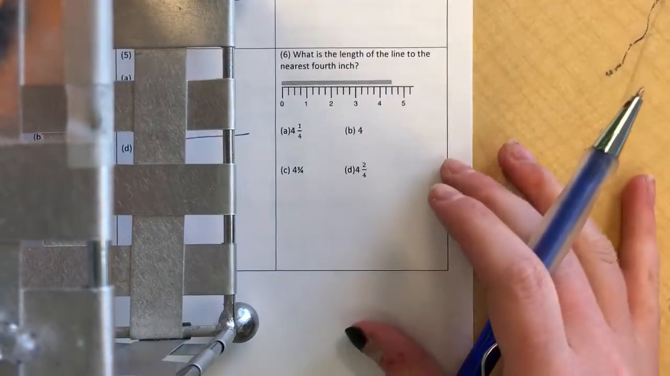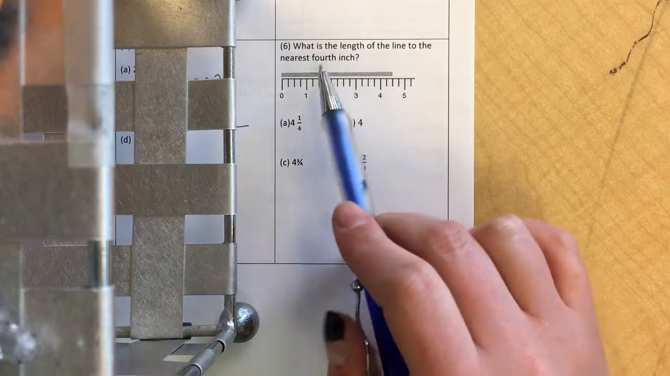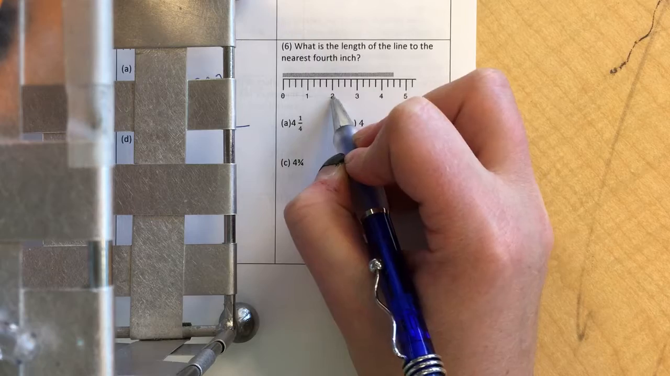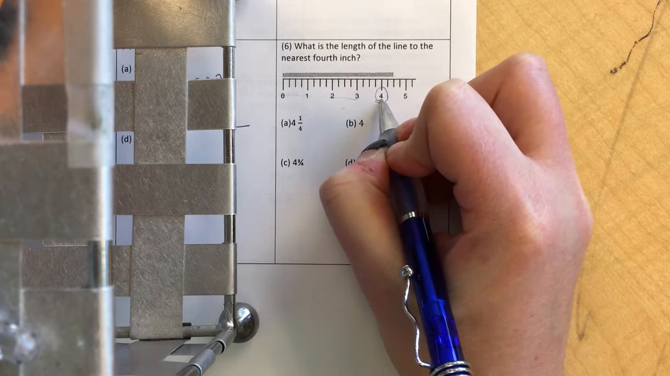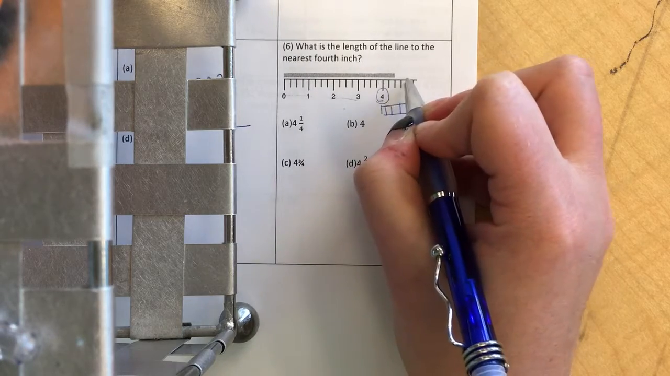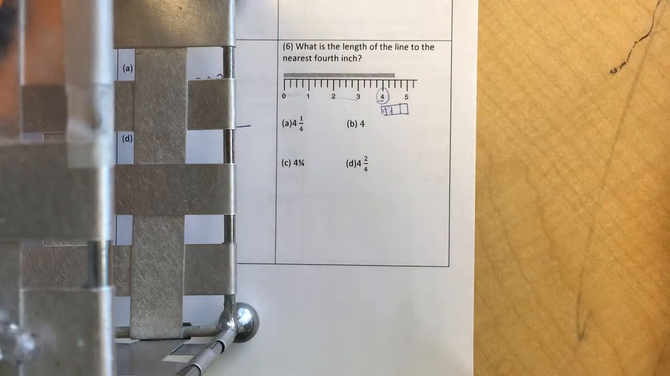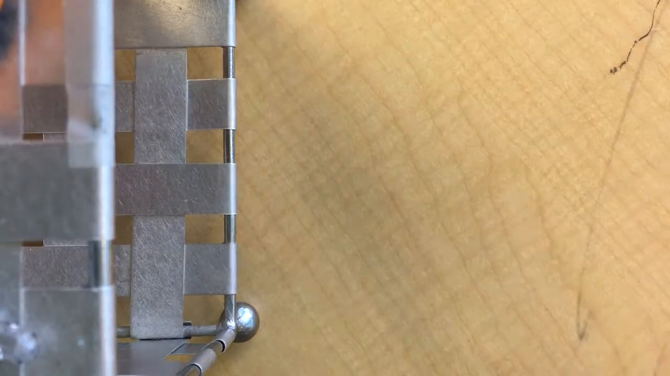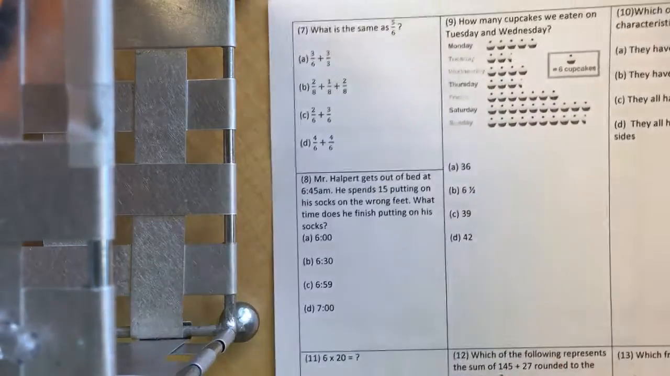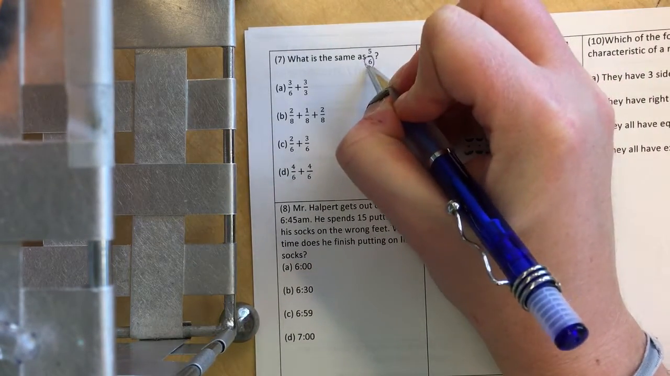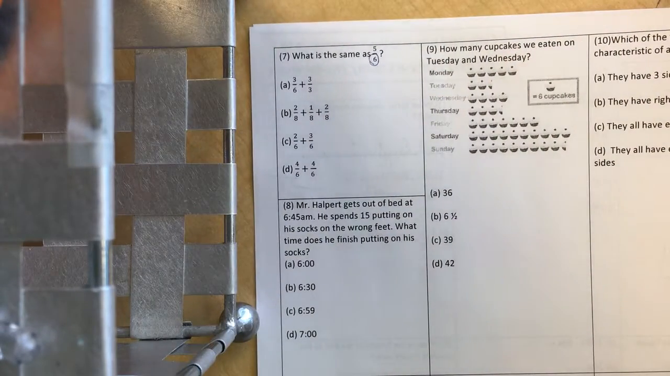Number 6, what is the length of the line to the nearest 1/4 inch? So we can see that there's 1, 2, 3, 4 whole inches, and then our last inch, we don't have a full inch, so we need to figure out what is the fraction left over for our measurement. And then number 7, 5/6 is the same as what? Again, we should be looking to keep our denominator the same and looking for the numerator to equal 5.